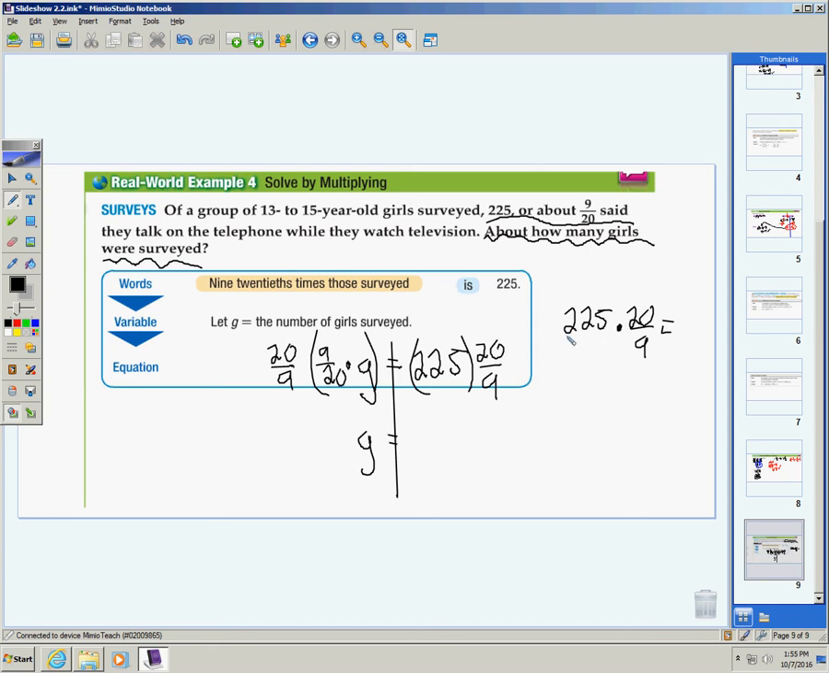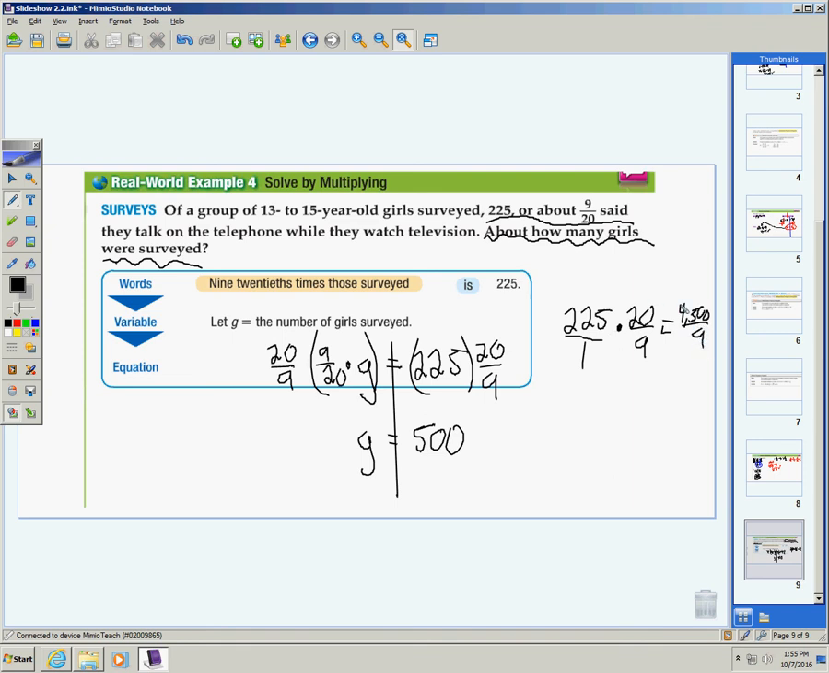And then I could just simply multiply straight across. But for something like this, I'm fine if you just use a calculator. And when we do that, we would see that the total number of girls surveyed is 500. 225 times 20/9ths gives you 500. And if we would have done it up here, we would have gotten 4,500 over 9, which reduces to 500.